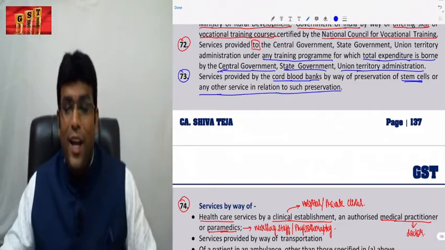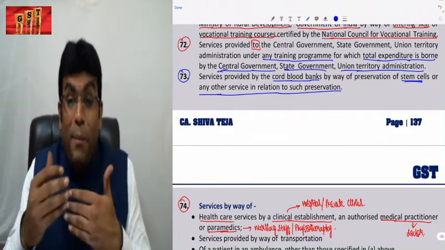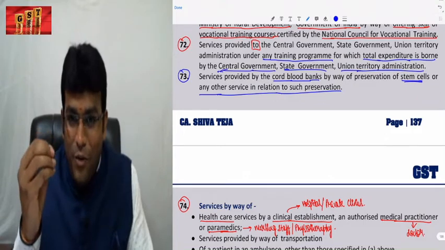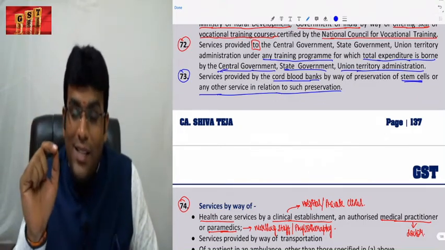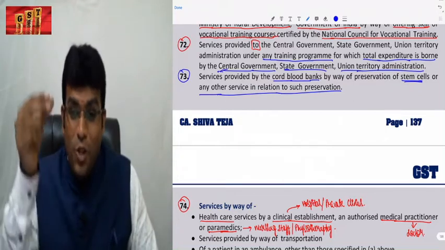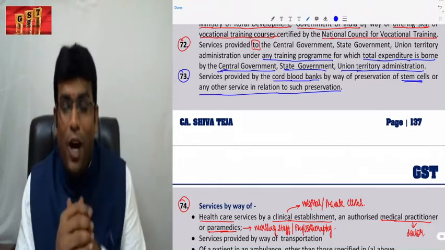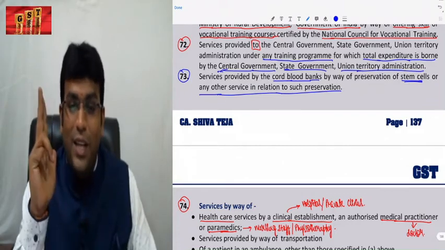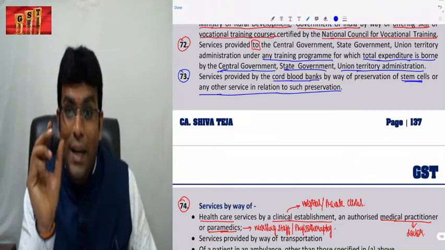Sir, basically what happens is that whenever a baby is born, let me tell you very clearly, the baby is always attached to the mother's umbilical cord. When the baby is born, they cut that cord and get the baby outside. And that cord is called the umbilical cord.